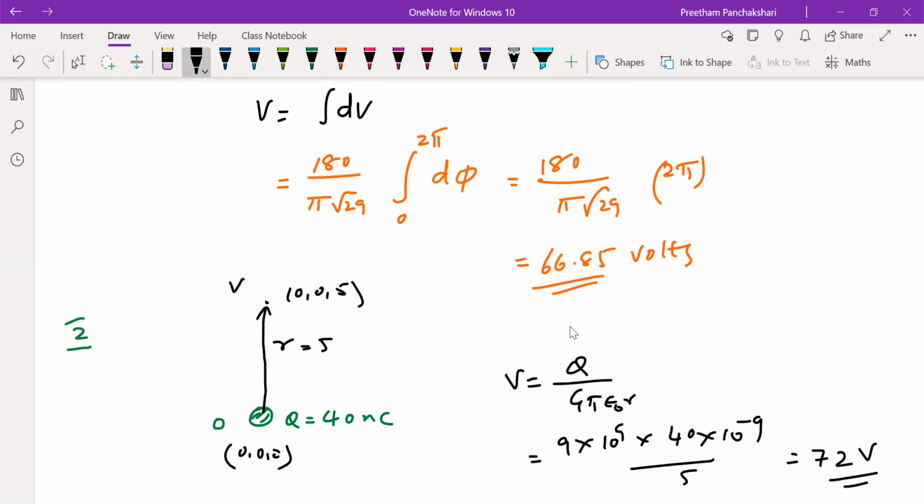So look at this one now. When the same charge was distributed as a ring, it produced 66.85 volts. When it is concentrated at a point, it gives more potential of 72 volts. So the distributed charge produces less potential at a point. So that is the solution for this problem.